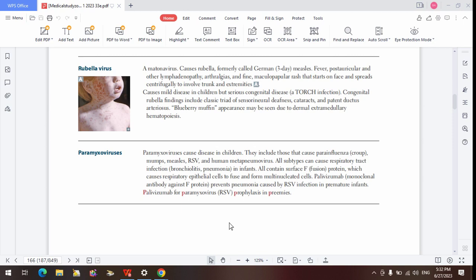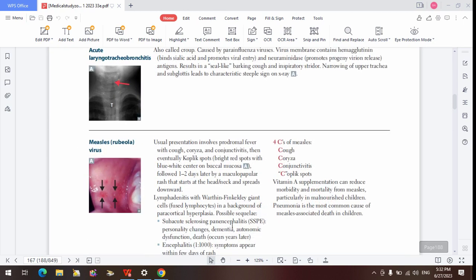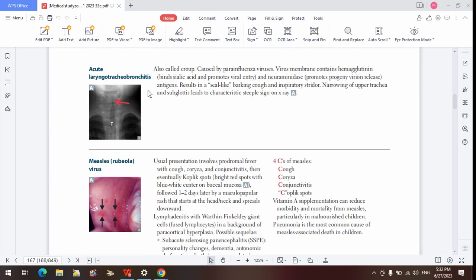So that's that about the RSV. That's that about the paramyxoviruses in general. So let's look at them individually. Acute laryngotracheobronchitis, that's the croup. We can see the steeple sign. It's caused by parainfluenza. It uses the hemagglutinin that binds to sialic acid and promotes viral entry, and neuraminidase that we have talked about so many times.